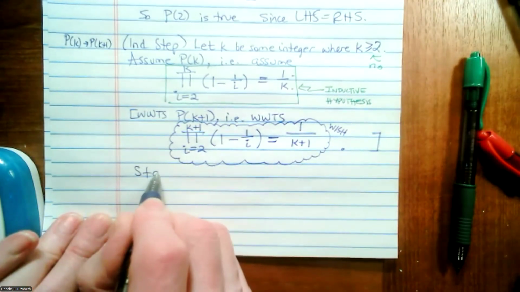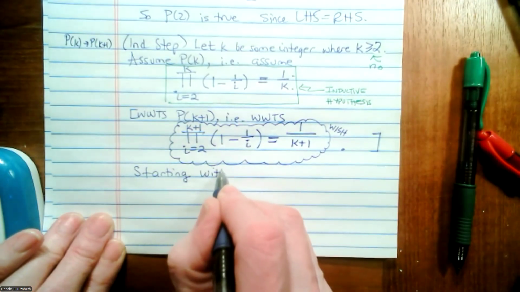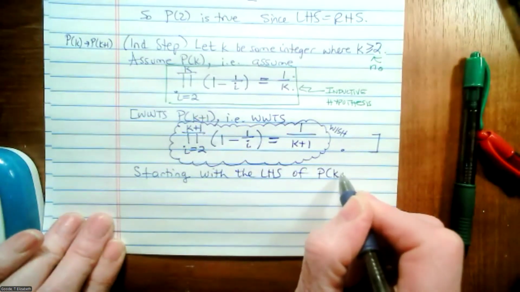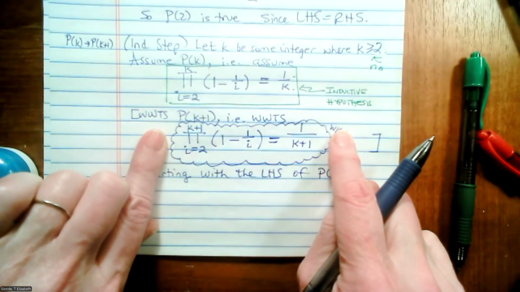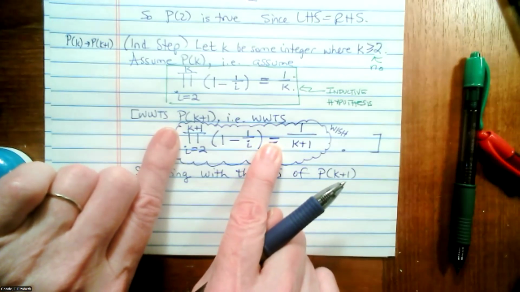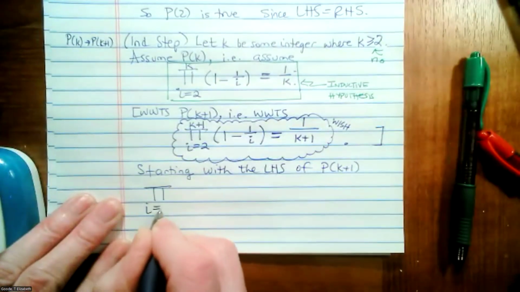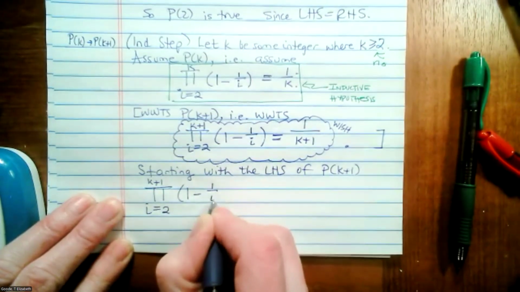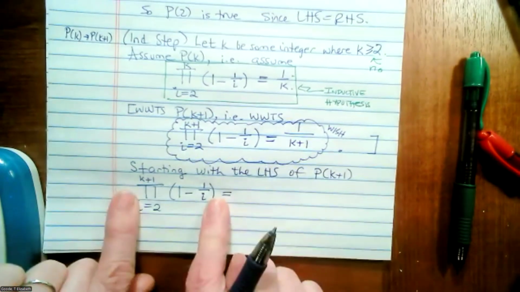That's always the strategy with these formula induction proofs, starting with the left-hand side of P of K plus 1. We can't start with P of K plus 1. We may not start with this whole equation because we don't know that it's true, but we're certainly allowed to look at the left-hand side of it and see what other ways it could be equally written. So we start with the product from I equals 2 to k plus 1 of the quantity 1 minus 1 over I. Now, we want to get this to look like that.